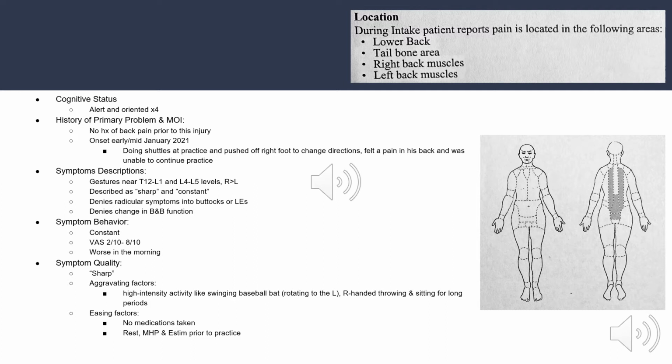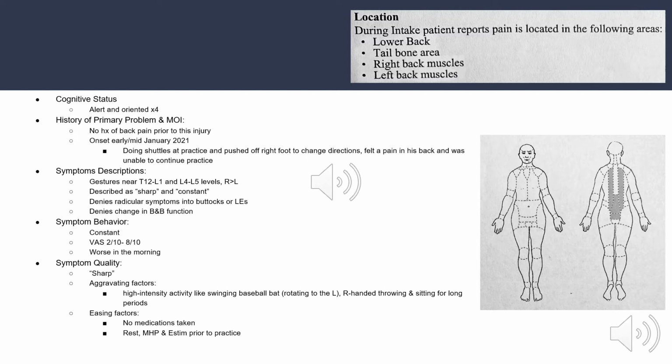and also rest. If you look at the top right corner, you can see more specifically where the areas of his symptoms are. Cognitive status is completely normal. He's alert and oriented ×4.